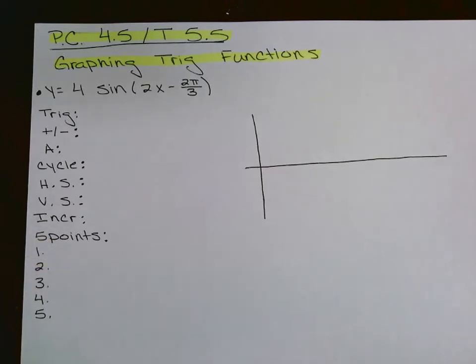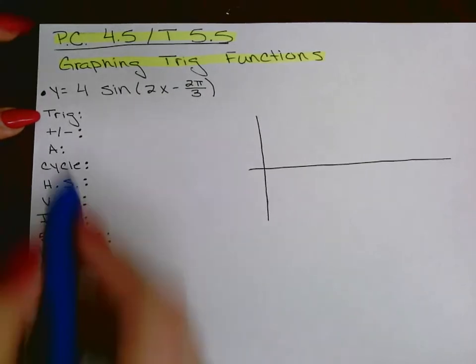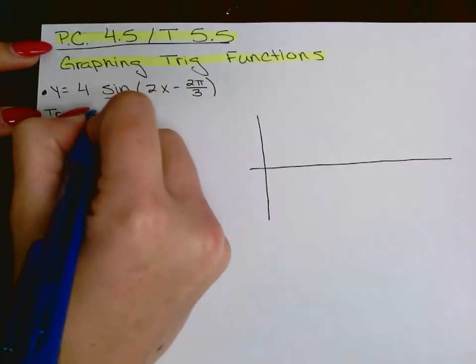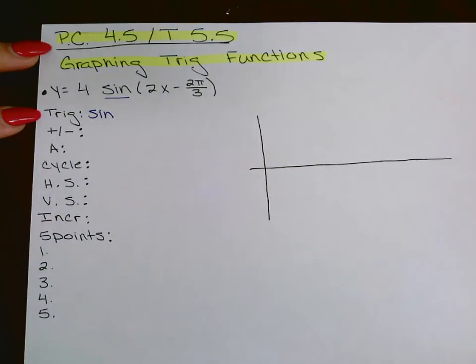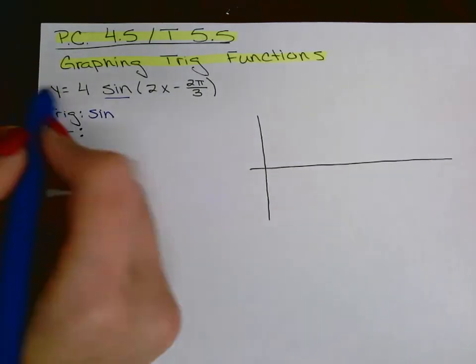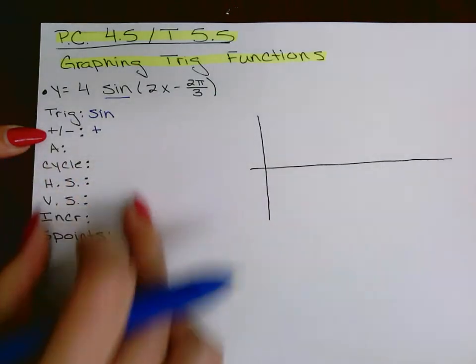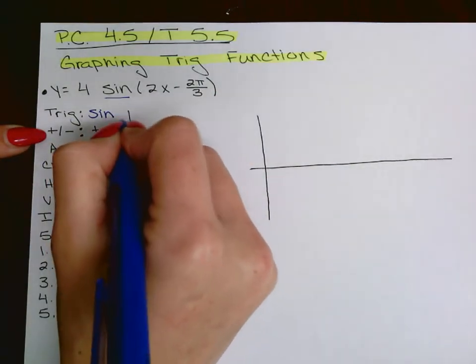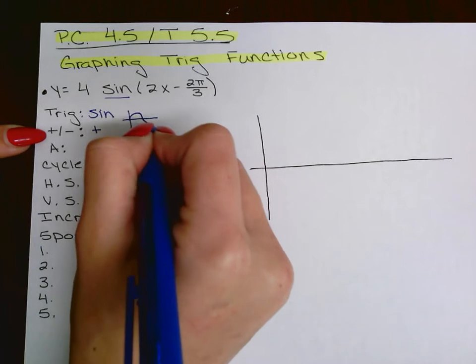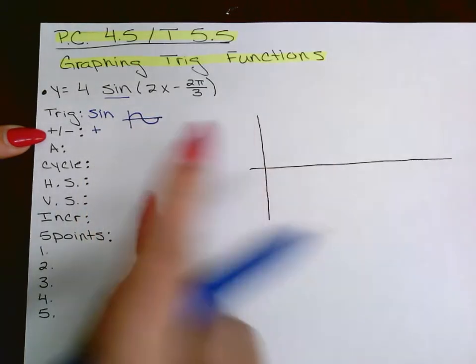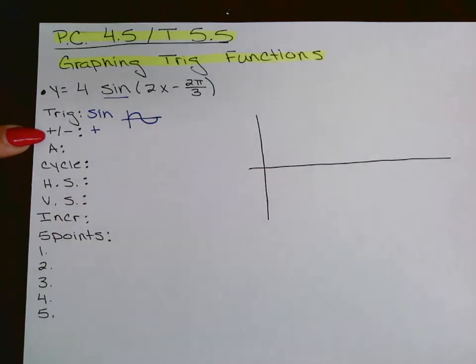Okay, so let's start off with this question. Out of the 6 trig functions, I see the word sine. I also see that there's no negative here, so that means this is going to be a positive sine. So I know once I find out all this information, this graph will go over, then under. And I even like to draw that for myself, so at the end I know what I'm drawing according to all of my numbers that I find.